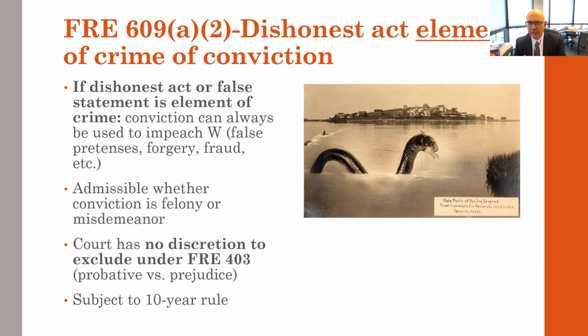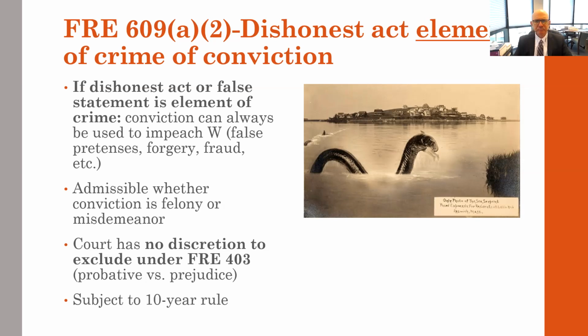The government presents a witness. That witness has a prior conviction. That prior conviction has as an element a false statement, or it's an act of dishonesty. That conviction is coming in. It is, however, subject to the 10-year rule. We'll talk about that in just a moment.